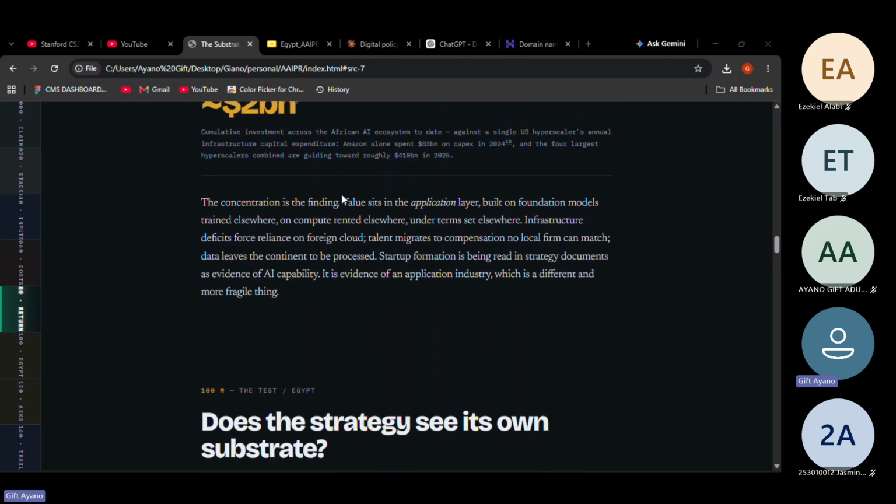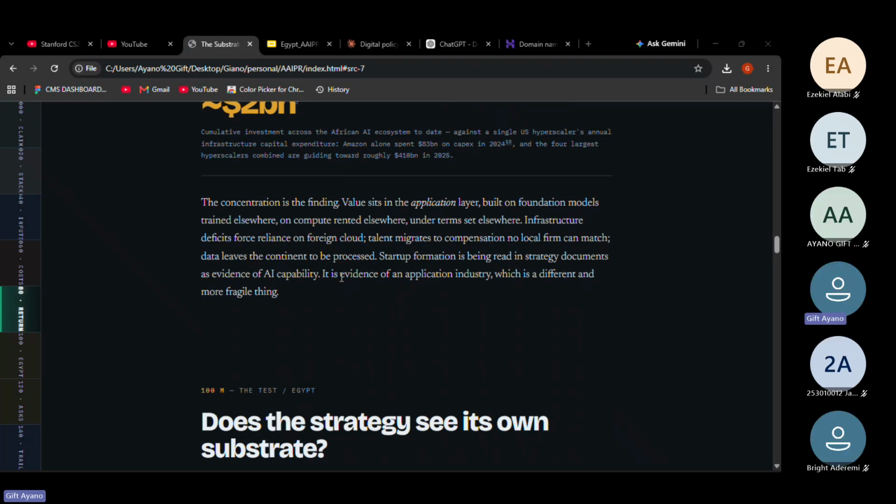So with all this being said, we need to migrate from the application layer and problems that are incorporated. We should not settle for less, like applying only. We should look for means to build our own from scratch if possible. That's the essence of the substrate.